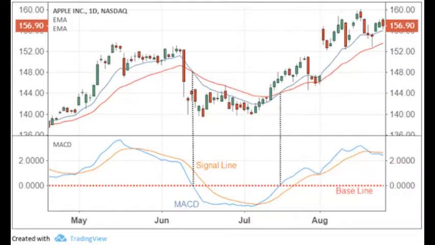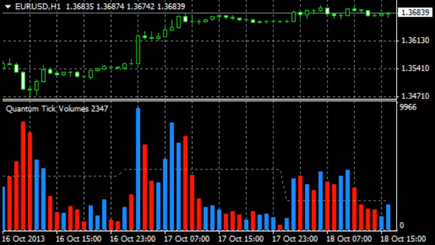What is moving average convergence divergence, MACD? Moving average convergence divergence, MACD, is a trend-following momentum indicator that shows the relationship between two moving averages of a security's price. The MACD is calculated by subtracting the 26-period exponential moving average from the 12-period. What is volume? Volume is the number of shares of a security traded during a given period of time.